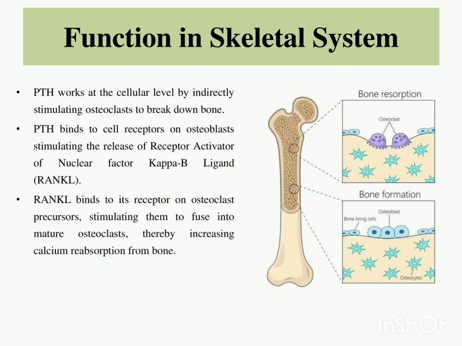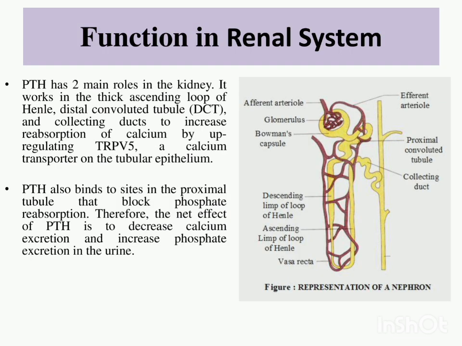Function in skeletal system. PTH works at the cellular level by indirectly stimulating osteoclasts to break down bone. PTH binds to cell receptors on osteoblasts, stimulating the release of receptor activator of nuclear factor kappa B ligand, RANKL. RANKL binds to its receptor on osteoclast precursors, stimulating them to fuse into mature osteoclasts, thereby increasing calcium reabsorption from bone.